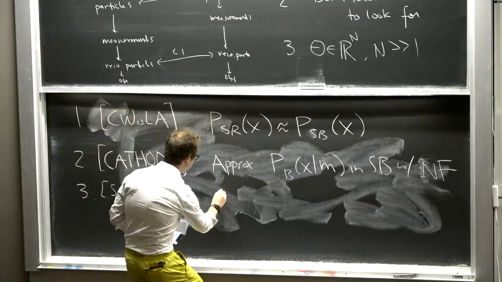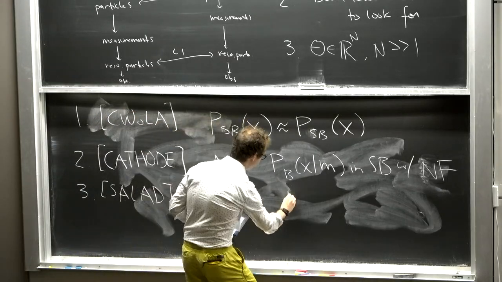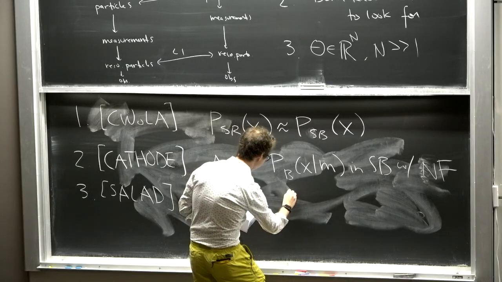Another option, which is called SALAD, is to do something similar, but instead of directly estimating the likelihood, you estimate likelihood ratios. What do I call it? P of data.